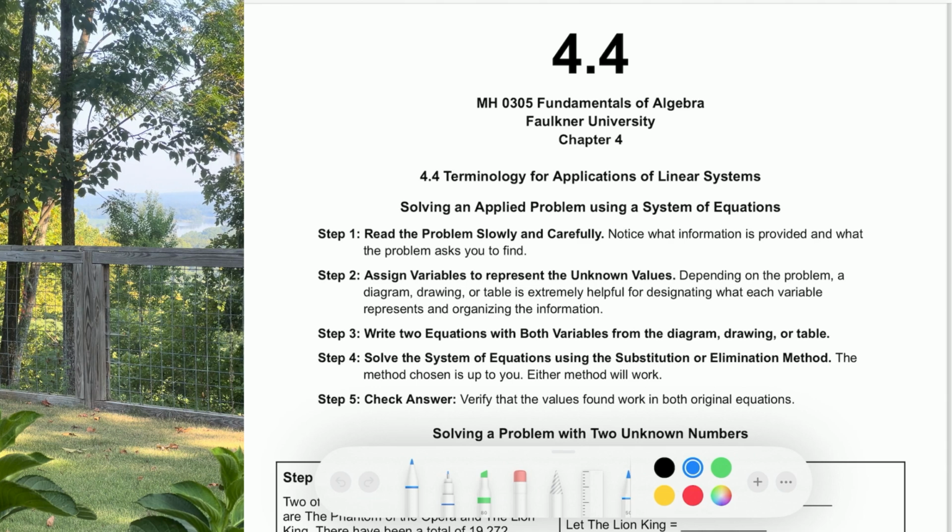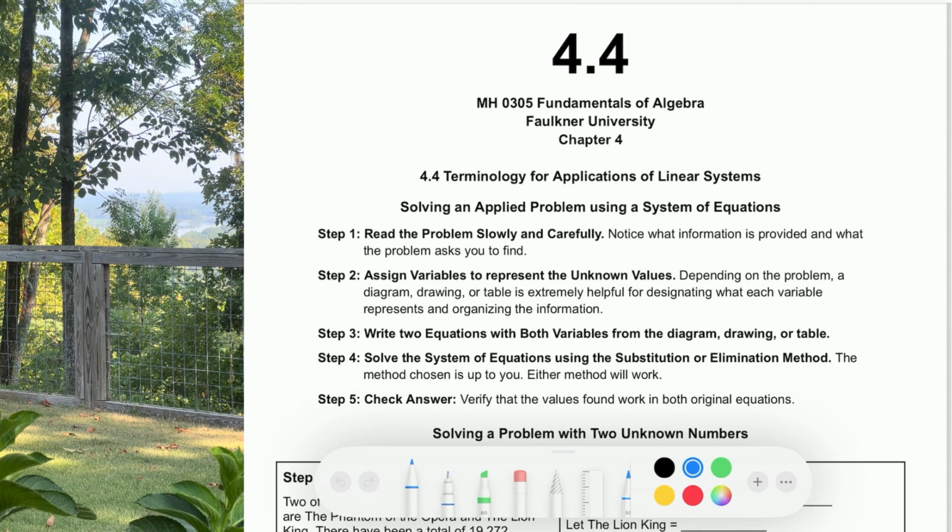Welcome back, students. We'll be looking at section 4.4, terminology for applications of linear systems. Step 1, read the problem slowly and carefully. Notice what information is provided and what the problem asks you to find. Step 2, assign variables to represent the unknown values.